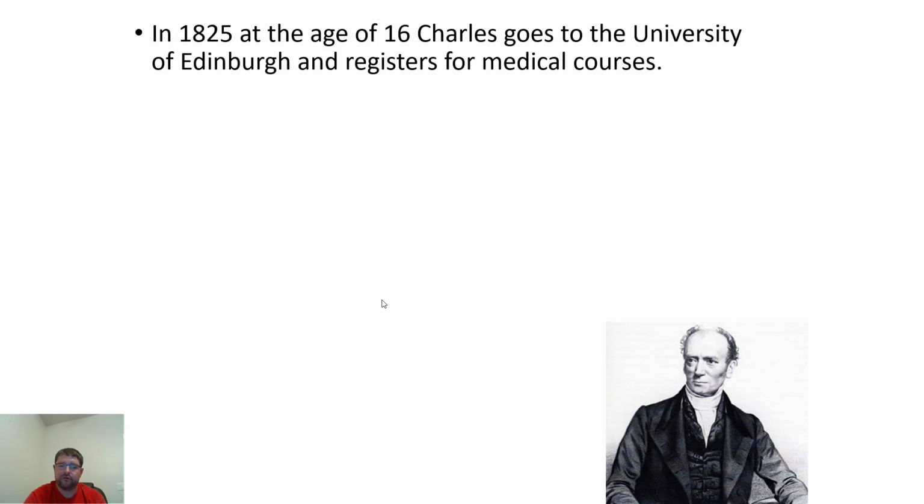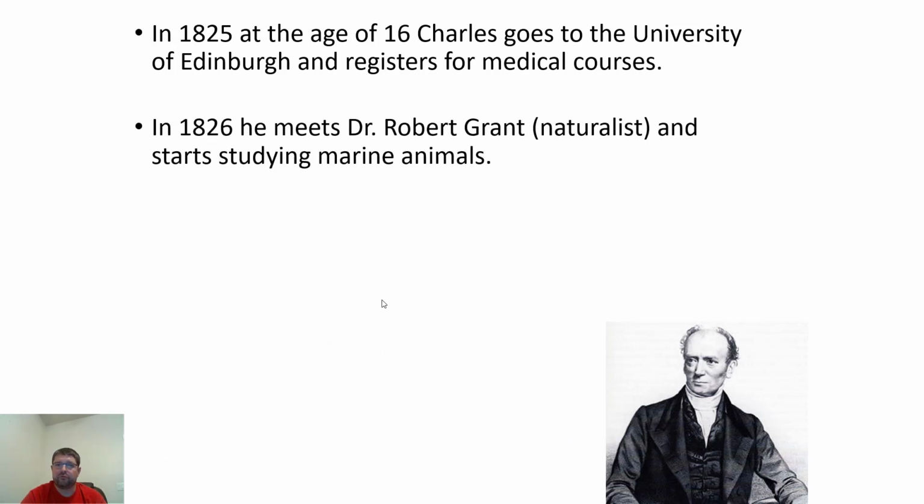When he was there, though, fortunate for Darwin, he met Robert Grant. Robert Grant was a naturalist, which we would call, like I said before, an ecologist. And Grant studied marine animals.